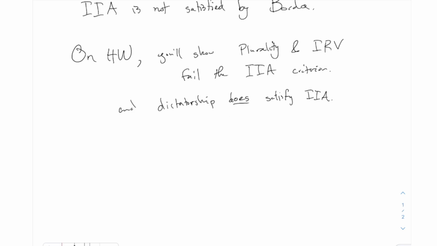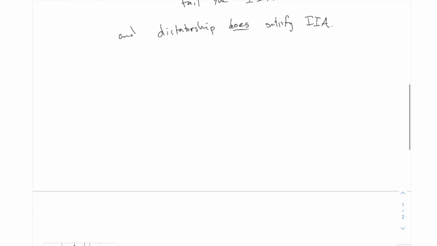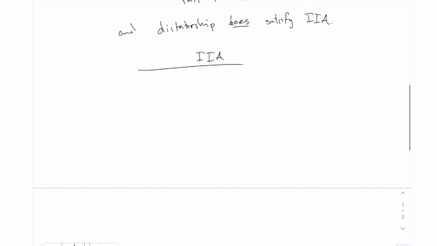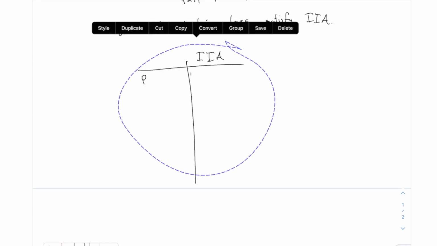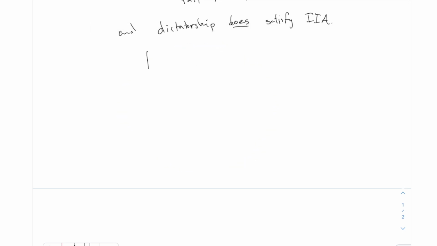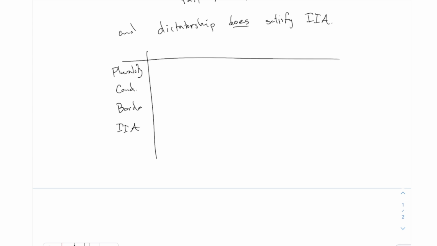All right, so if you are keeping track on the chart there, the IIA column looks like plurality. Actually, this is the last time that I'm going to write this chart, so I'm just going to write the whole chart down to refresh everybody's memory. We've got the plurality, the Condorcet method, the Borda, the IIA, and the dictatorship.